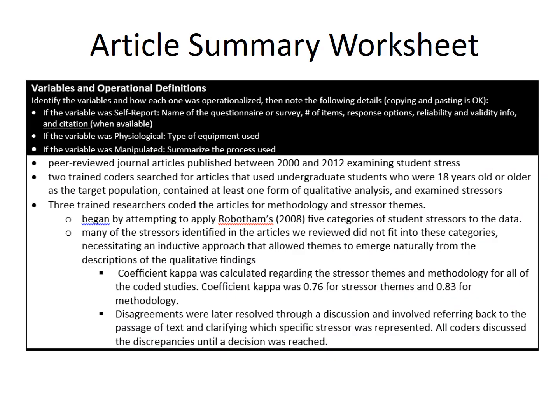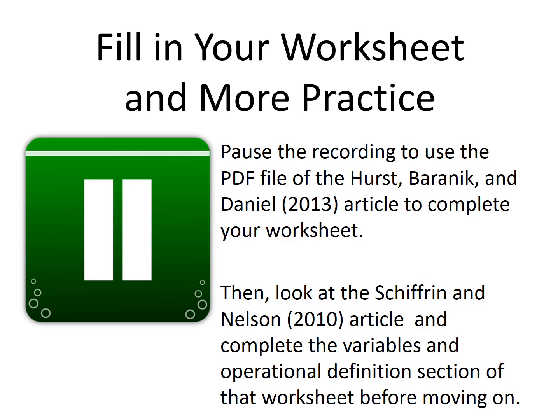Here's an example of how I summarize the information about how they defined student stressors in this article. Now that you've learned about the process and seen my model, use the PDF file of the Hearst article to complete the variables section of that worksheet. Then, look at Schifrin and Nelson. It's a quantitative article, so you can use the same strategies we learned about for the Burton and King article.